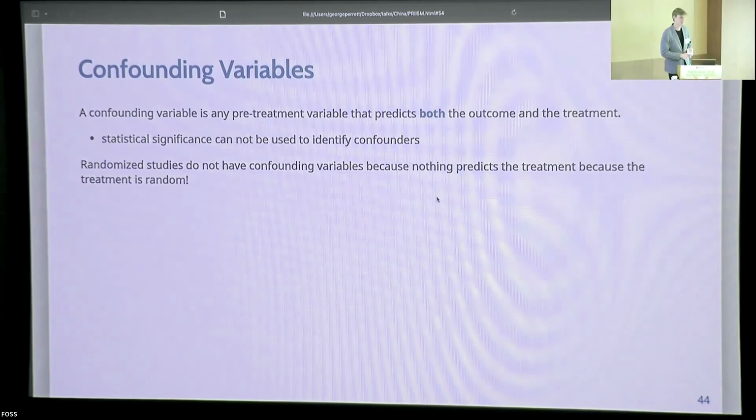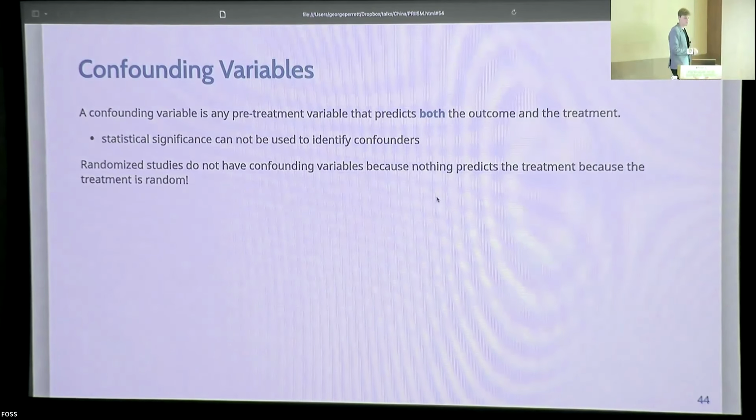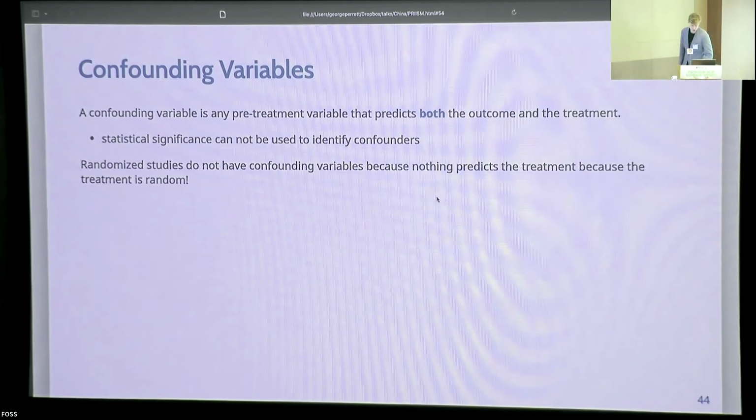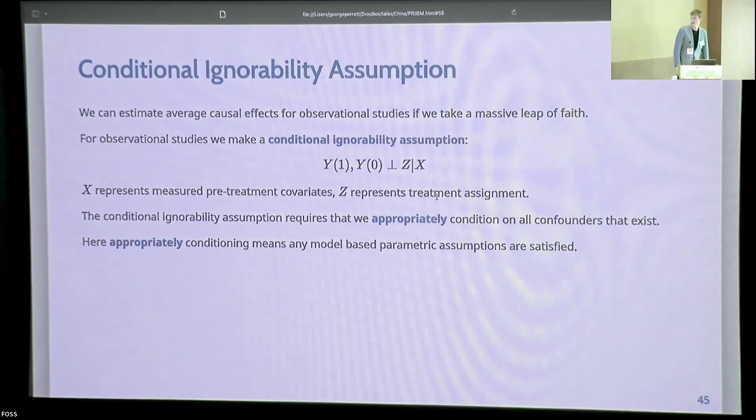You can't really test if something's a confounder or not. Randomized studies don't have any confounding variables. Observational studies do, and that makes us have to do a lot more assumptions, or make stronger assumptions.